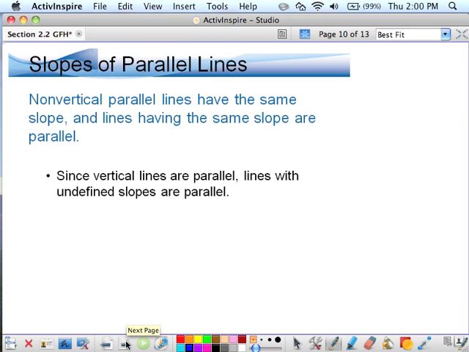Now we want to talk about slopes of parallel lines. From a geometric perspective, parallel lines are just any 2 lines that never intersect. But algebraically, we say that they have the same slope. So if 2 lines are parallel, they are going to have the same slope. So for example, if I have a line y equals 2x plus 3 and y equals 2x minus 5, they are parallel because they're not the exact same line, but they have the same slope. Also, any 2 horizontal lines are considered parallel, and any 2 vertical lines would also be parallel, because they would both have undefined slopes.